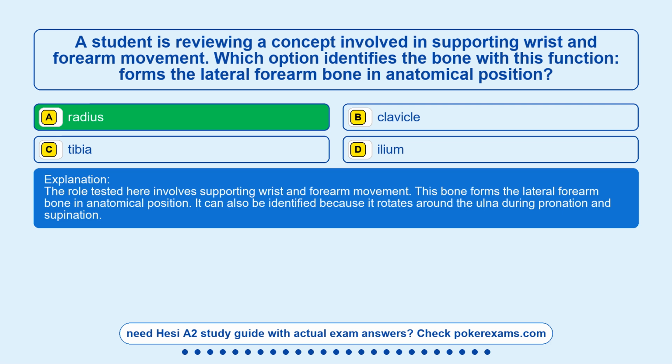The role tested here involves supporting wrist and forearm movement. This bone forms the lateral forearm bone in anatomical position. It can also be identified because it rotates around the ulna during pronation and supination.